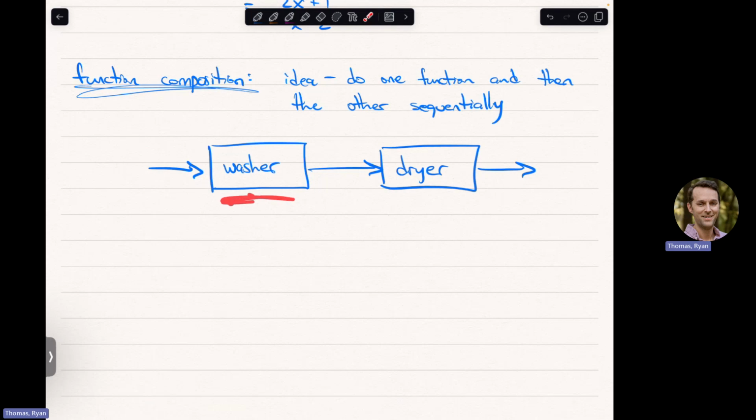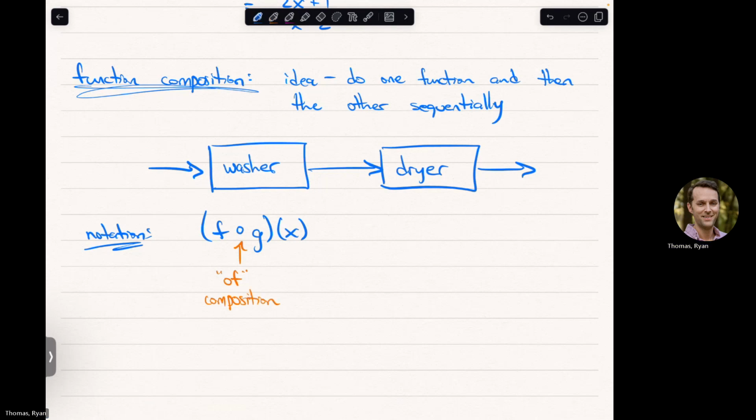This is the first, or the inner function. This is the second, or the outer one. The way we write this is something like this. This little circle is the composition operator. You read that as "of." Again, what it means is that we want to compose. That's another way to write the same thing.